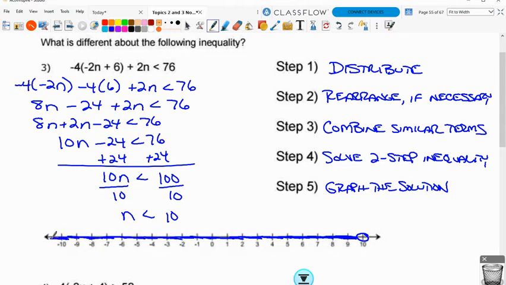And as always, don't forget to bold the arrow in this direction as well. So any of these values that we've shaded in would be a solution to our inequality. Any value less than 10, okay? If it's 10 or higher, it will not be a solution to our original inequality.